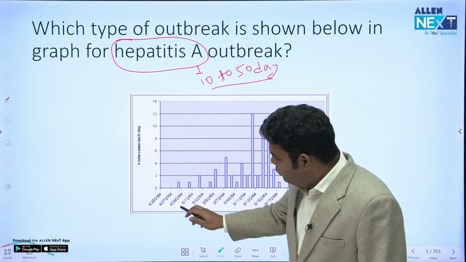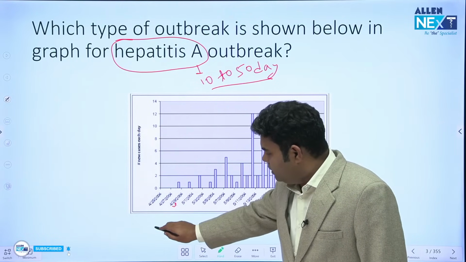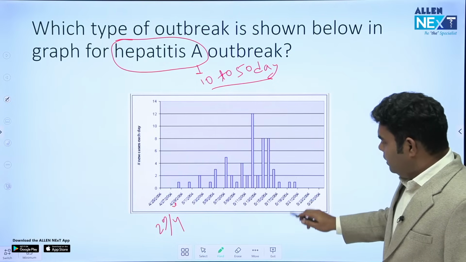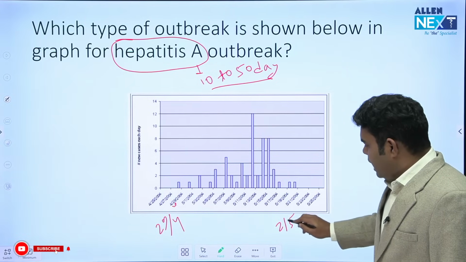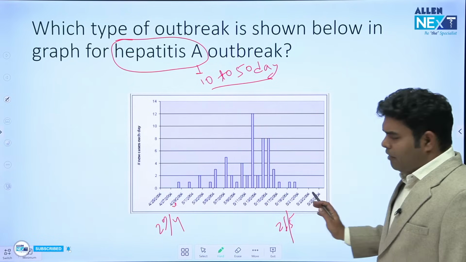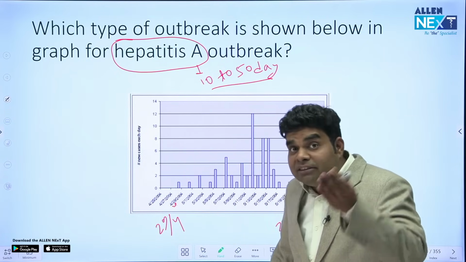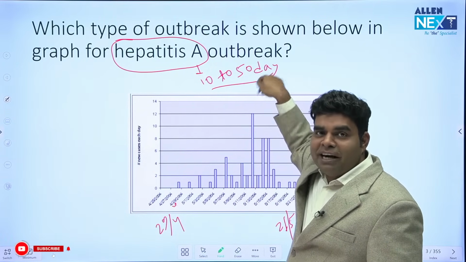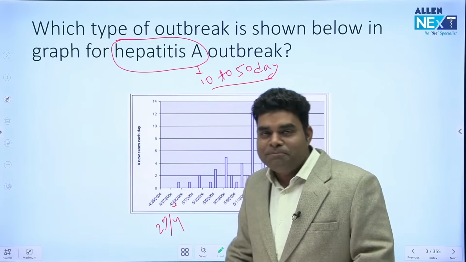Cases started occurring from 29th of April and cases kept on happening till 21st of May. So that means it is roughly around 30 days in which cases are occurring. And 30 days is within one incubation period. 30 days is below in the range of 10 to 50 days.